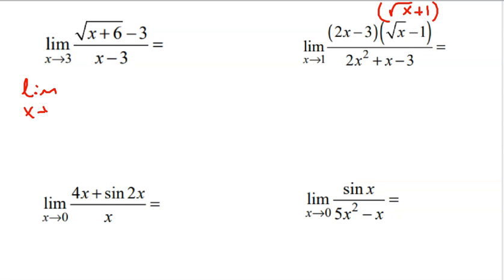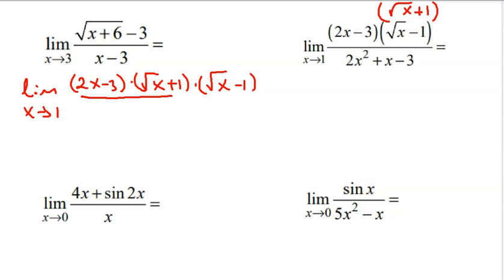The limit as x approaches 1 of (2x minus 3 times square root of x plus 1) times (square root of x minus 1) over (2x squared plus x minus 3) times (square root of x plus 1). Okay.